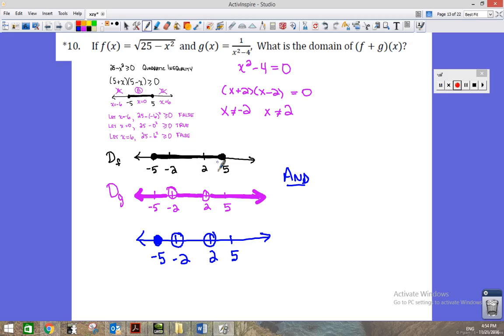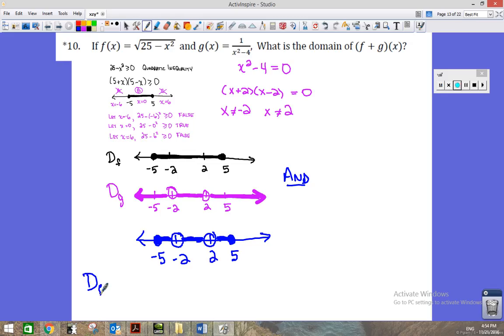5 is in the domain of f, and 5 is also in the domain of G, so it's in my intersection. Well, to the left of -5 is not in f, so it won't be in my intersection. But if we look at values that are between -5 and -2, they're in both sets, and between -2 and +2 are in both sets, and values between +2 and +5 are in both. But values bigger than 5 are not in f, so it won't be in the intersection. You have to be in both to be in the intersection.